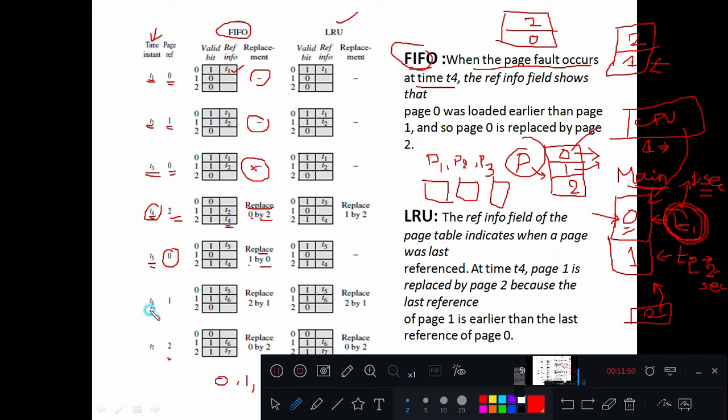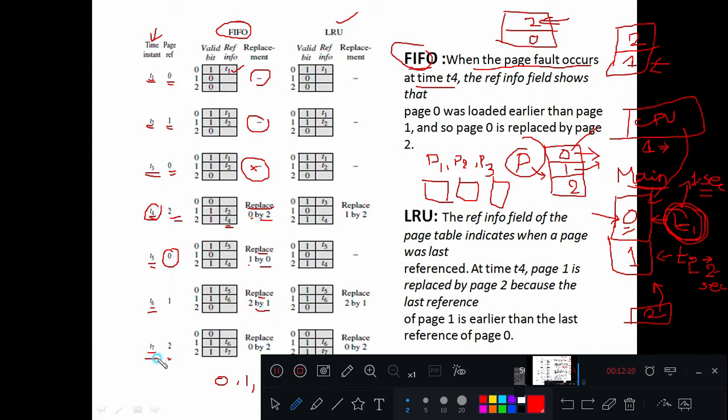So at t6 again, what is the problem? We are referring to page 1, but page 1 is not there in the main memory, so I require a page replacement policy. I need to check this main memory and see which page is loaded first. Here page number 2 is loaded first, so page 2 has to be replaced by page 1, right?